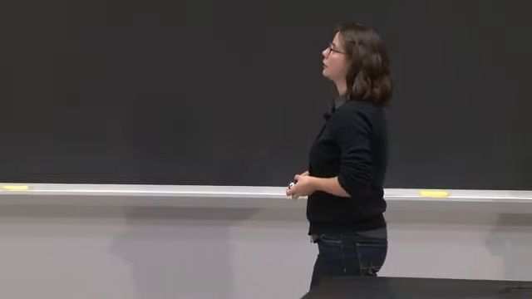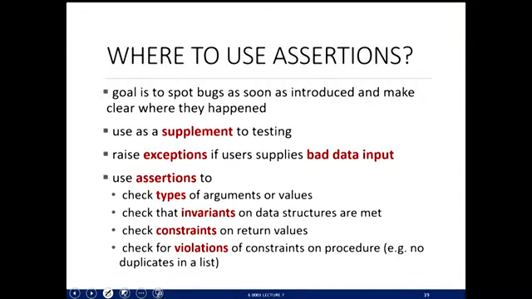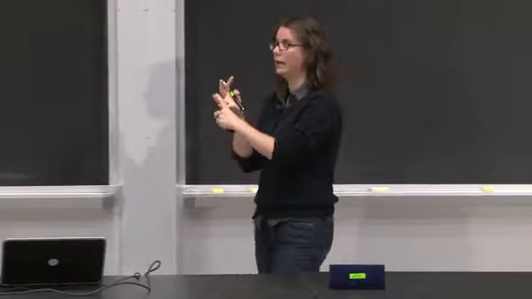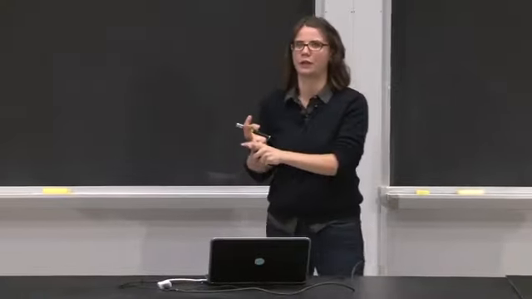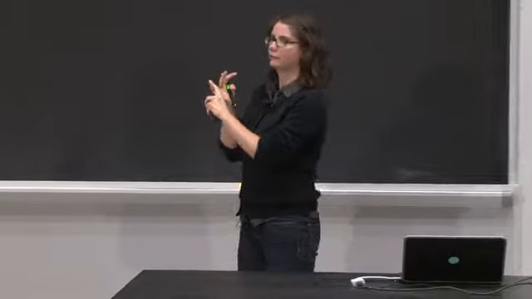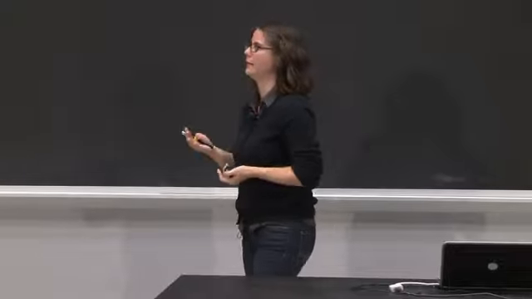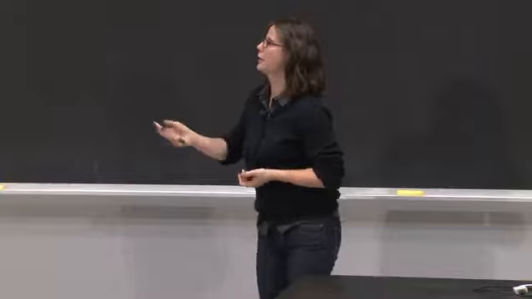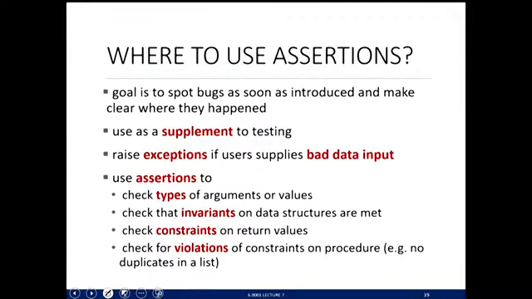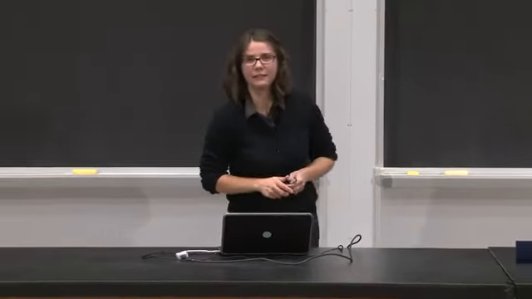Okay? So this is basically what I said. You really want to spot the bugs as soon as they're introduced. Exceptions are good if you want to raise them when the user supplies bad data input, but assertions are used to make sure that the types of inputs to functions, and maybe other conditions on inputs to functions, are being held as the values are being passed in. So the keyword here is making sure that the invariants on data structures are met. And that's it. Great.